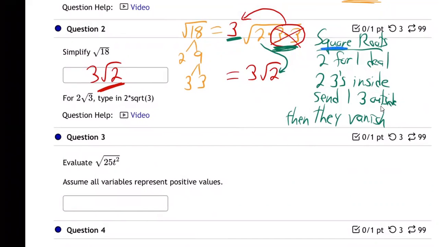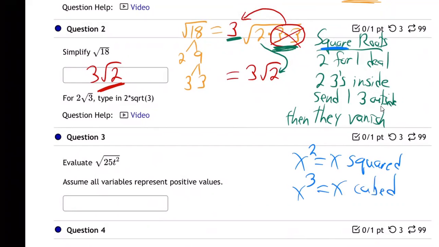First off, what's the word square even mean? What's this called? X squared. This is called x squared, isn't it? What's this called? X cubed, right? So square is a word for 2, isn't it? We know that. We use that all the time. Square is a word for 2.